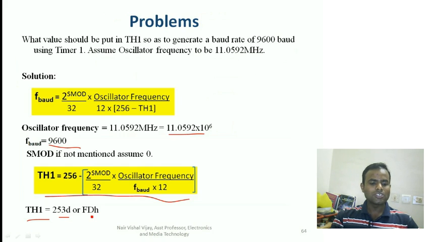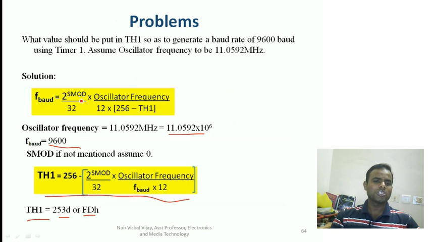Now whenever you load this value FD in register TH1, you generate a baud rate that is 9600 bits per second or 9600 baud, provided your SMOD is 0. So this is the way you solve this problem.